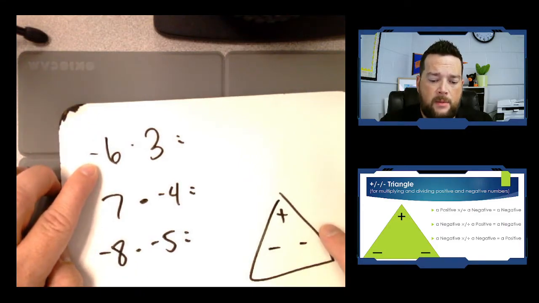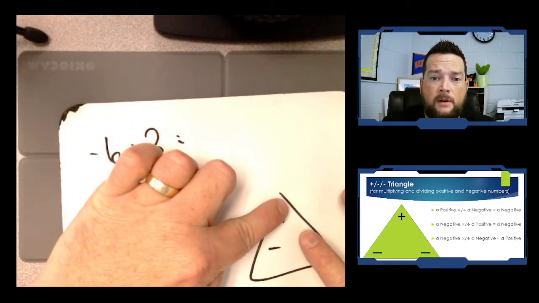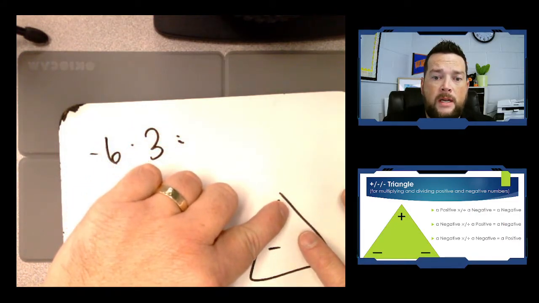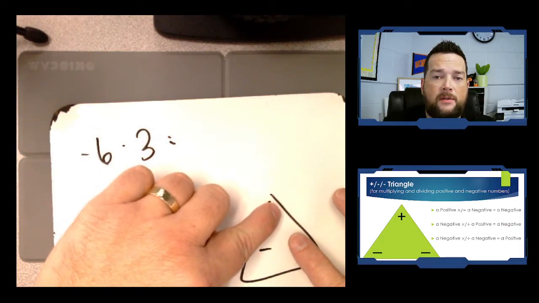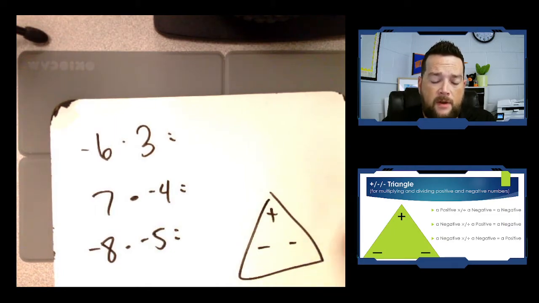You can kind of not see it, but that's a negative 6, so I'd cover the negative, times a positive, so I would cover up the positive, is going to equal a negative. That's the one that's left over. So it just gives me a tool that I can put on my paper, and then I can just kind of use my fingers to determine what the sign is going to be.